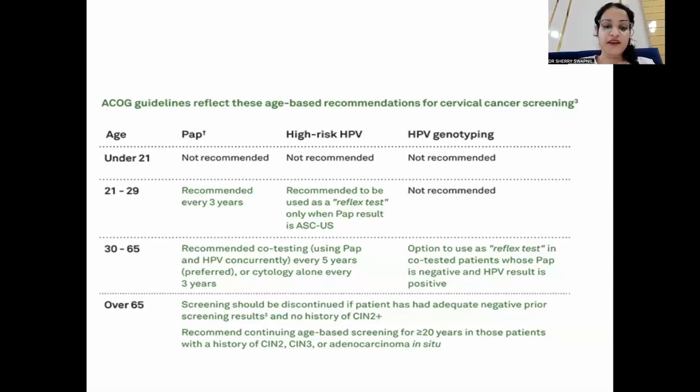For 30 to 65 years, it is recommended to do co-testing, which includes a pap smear as well as HPV testing, which can be done every 5 years. HPV genotyping should be done in patients if the HPV test is positive. So even though your pap smear is negative and not showing any atypical cells, when HPV testing is done and you find HPV positive strains, then HPV genotyping should be done to find out the exact strains.